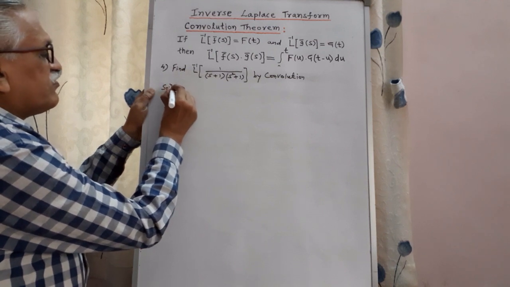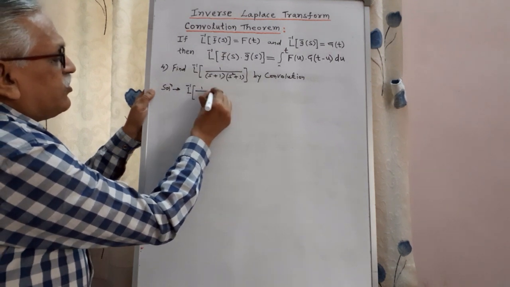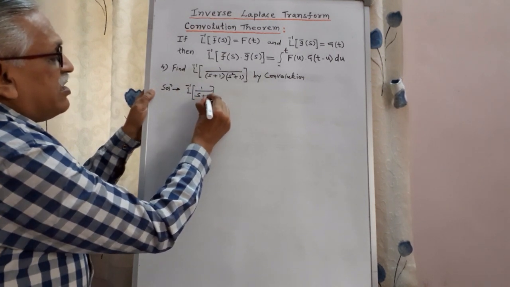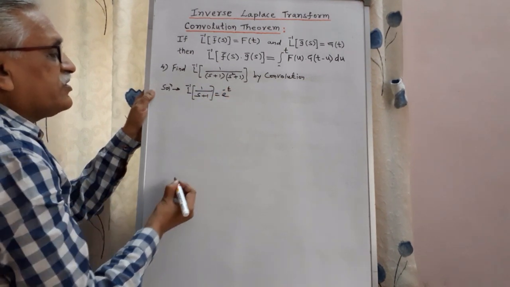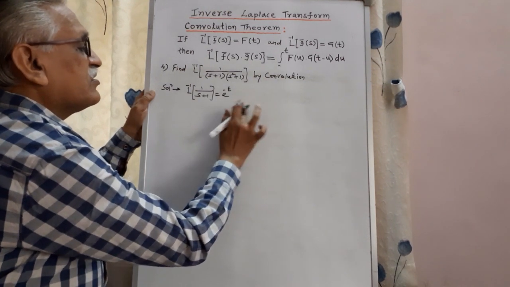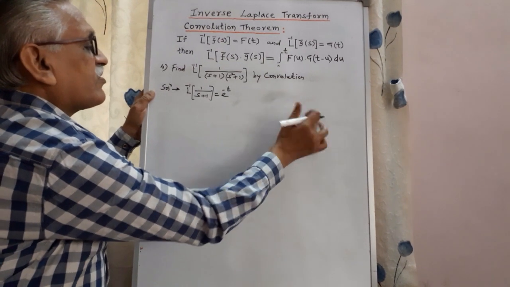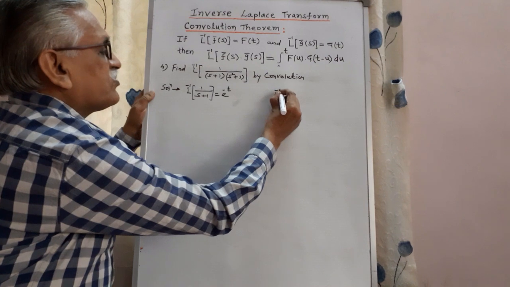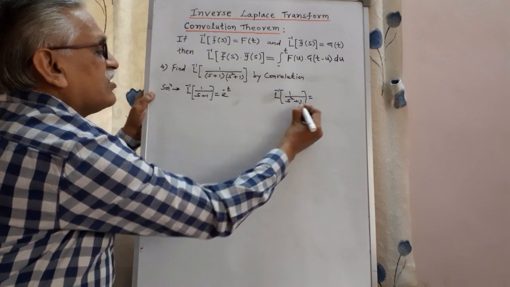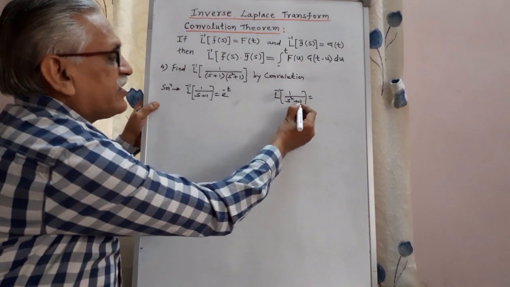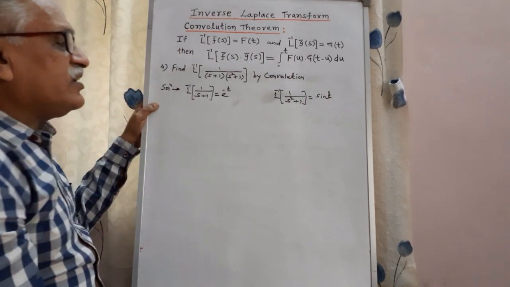Therefore, solution: let we have inverse of 1 upon s plus 1 as standard result e raised to minus at, a is 1, therefore e raised to minus t. And the second inverse, inverse Laplace of second term 1 upon s square plus 1 as 1 by a sin at, therefore here a is 1, therefore 1 by 1, and sin at, a is 1, therefore sin t.